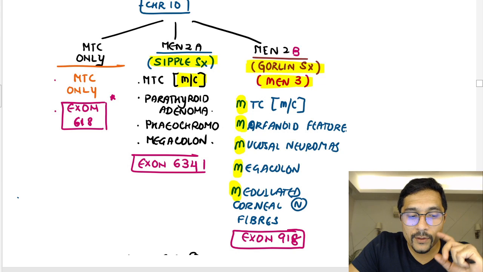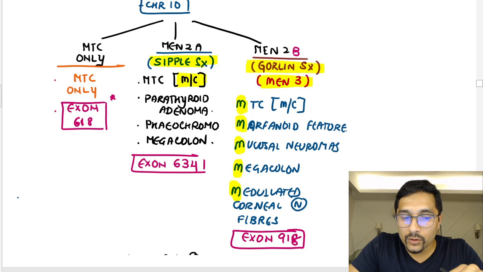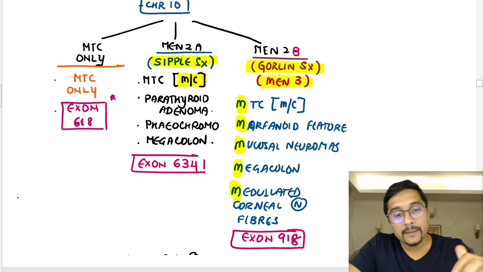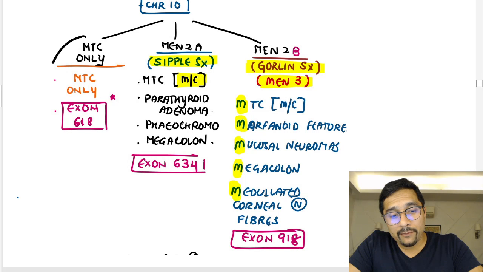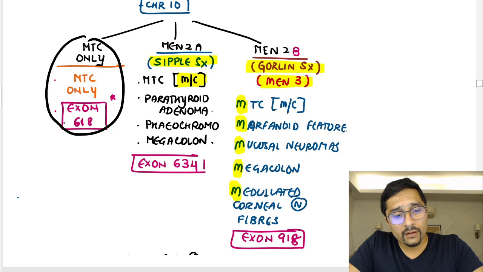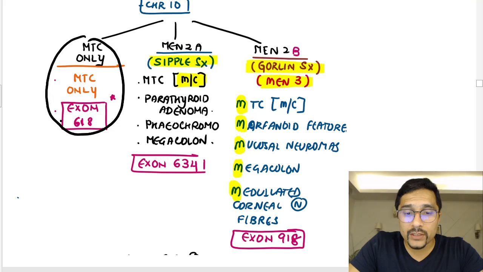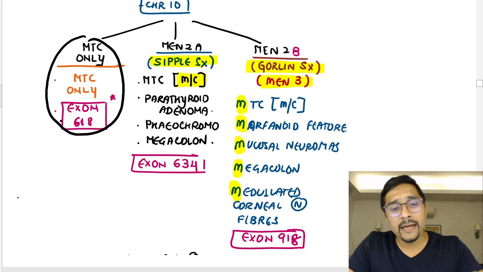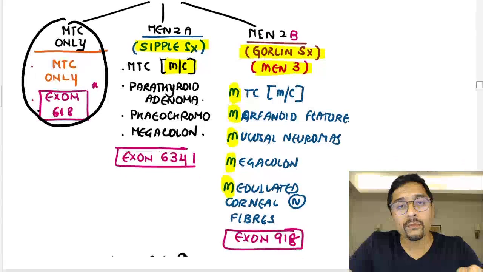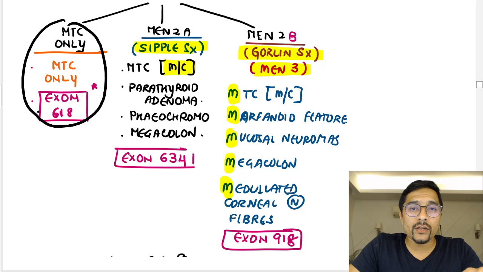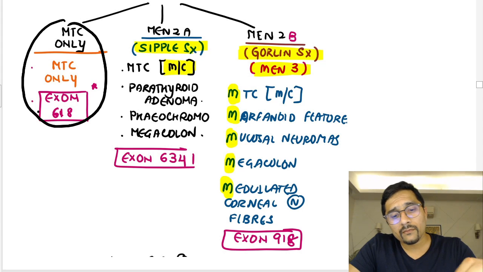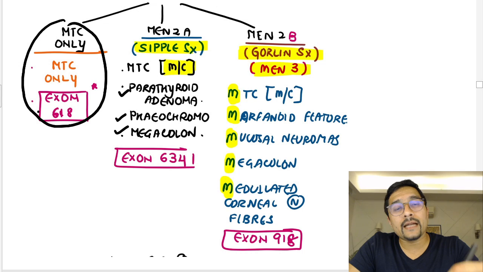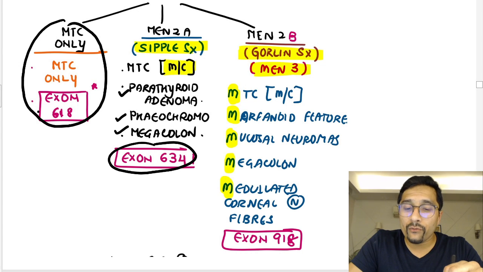MEN2 syndrome is because of RET proto-oncogene mutation on chromosome 10. This can be MTC only, which is a mutation on exon 618. MEN2A is Sipple syndrome, in which medullary thyroid cancer is the most common. You can get parathyroid adenoma, pheochromocytoma, and megacolon. This is on exon 634.